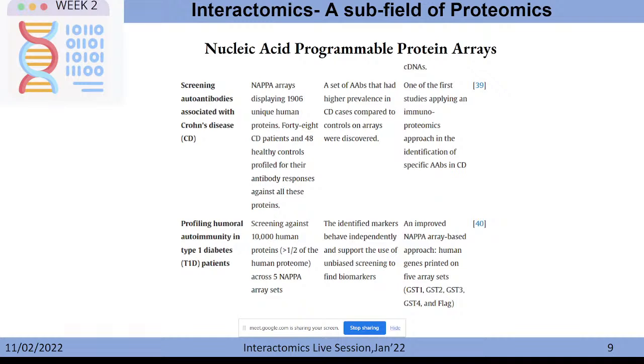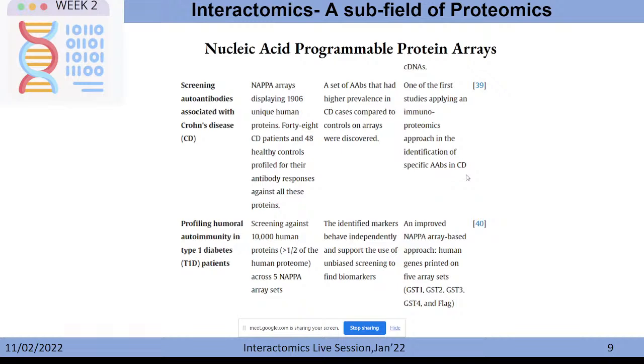So you can have the full set of the proteome, with their DNA printed on the plate, and then try to identify. Whereas you might have some targets that you already know, and you can print them in the array and then screen the patients. Here you can see that proteins at high prevalence compared to controls on the arrays were discovered, an immunoproteome identification of the specific autoantibodies in CD.